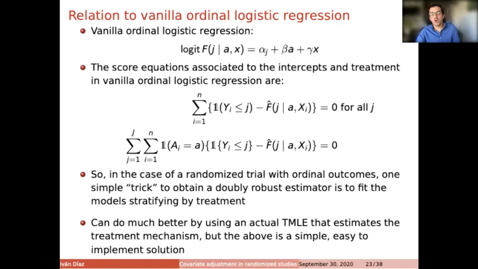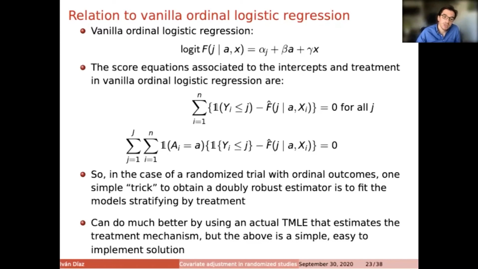And so you can actually show that if you fit this with maximum likelihood, for example, the score equations that are solved by this model are these two, at least the score equations associated to alpha_j and beta. I'm omitting the score equation associated to gamma because it's not of interest here. So for each j, we have the first equation. So we do have this residual term here that we had in the previous slide, which is the one we need to solve.